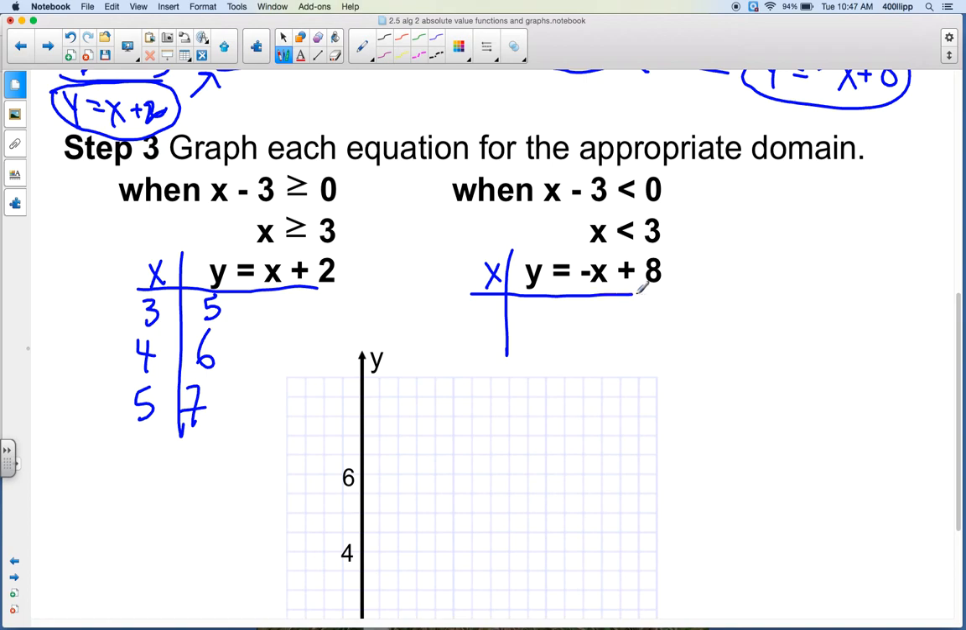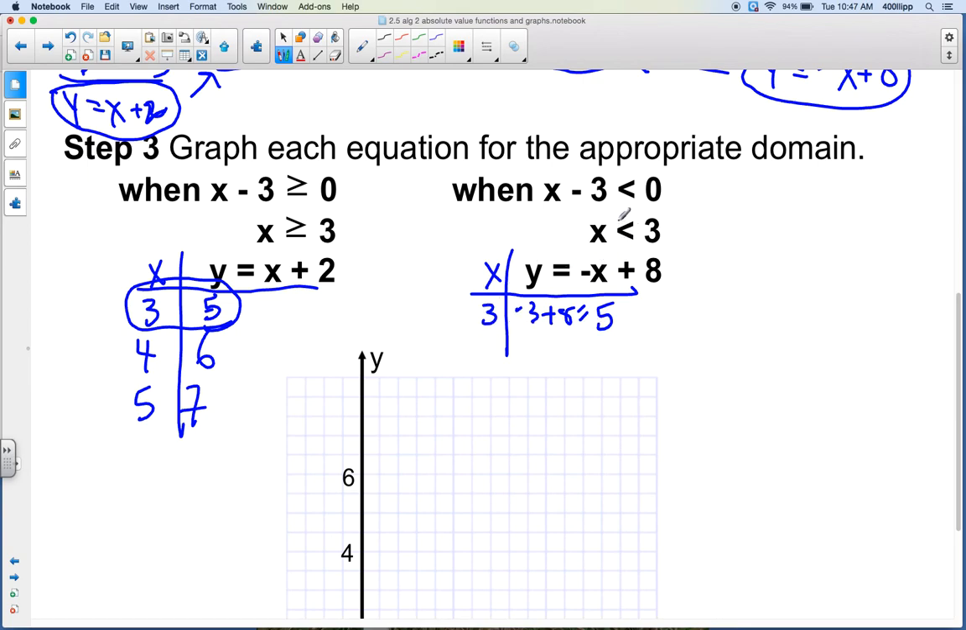But for this one, I'm going to plug in values that are less than 3. But if you notice, if I actually plug in 3, I should get the same point here because that's actually going to be their intersection. So I have negative 3 plus 8, that's a 5.